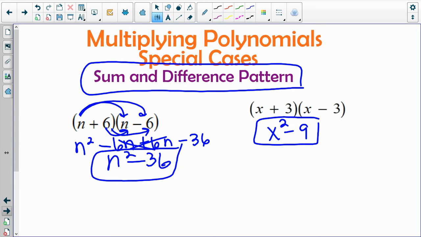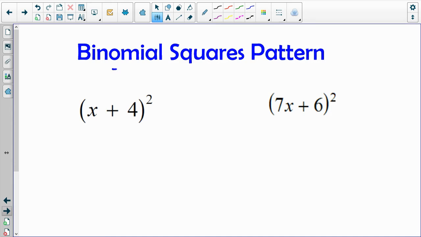Let's look at one other pattern. It's called a binomial square. So we just write down binomial squares.